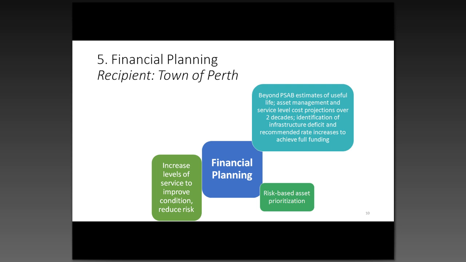And lastly, there was an interesting idea put forward in this plan. You normally hear about how municipalities can reduce their costs by reducing their service levels. And this plan kind of put the opposite forward, that if you increase your levels of service to improve condition, you can also reduce risk, which reduces cost. So it was interesting to see the reverse played out as well.